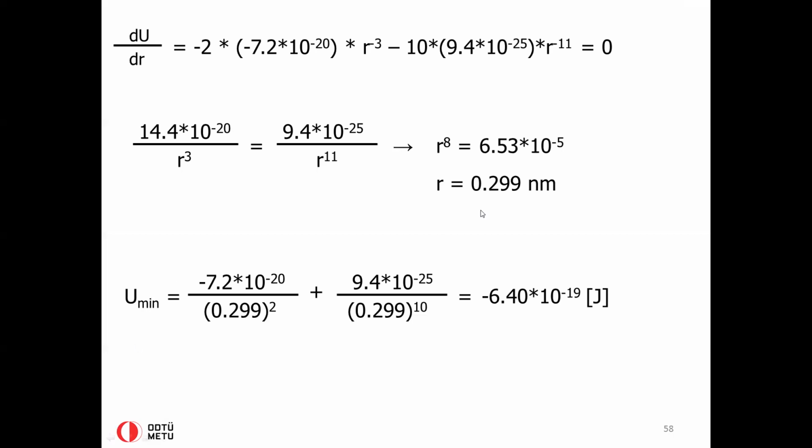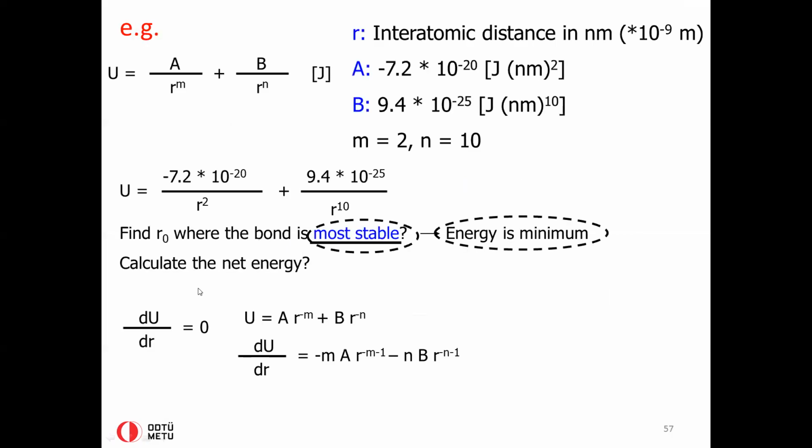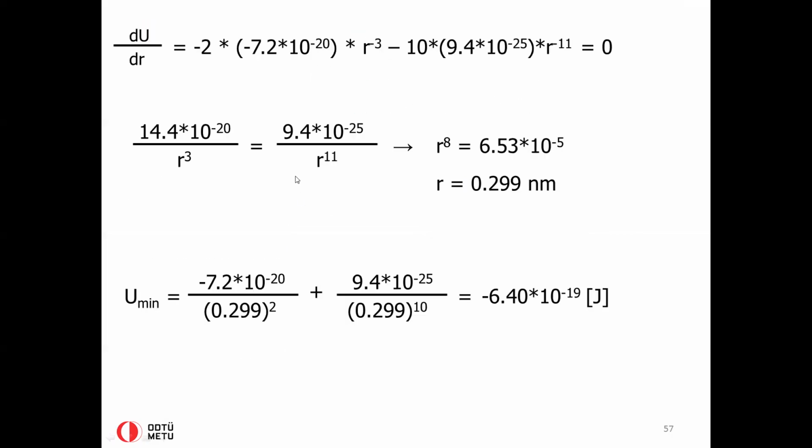And then by plugging in this R value, which is the R naught value actually, into the initial equation provided here in the question, we can calculate the amount of joules, or the amount of energy, needed to be provided to the bond to break this bond. The reason this is called U min is because this is the value of R0.